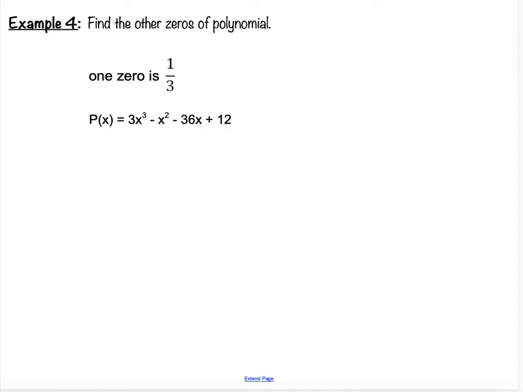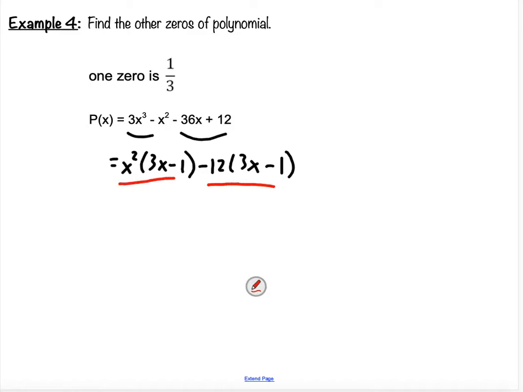So example 4 here. This one, I might go ahead and factor. I've got an even number of terms. I'm going to pull out my x squared. I'm left with 3x minus 1. The second set over there, I'm going to pull out a minus 12. I'm left with 3x minus 1. What do those two terms have in common? They have a 3x minus 1. What's left over in front? x squared minus 12.